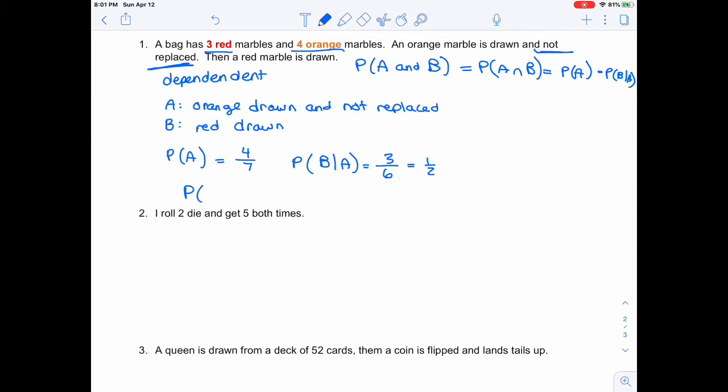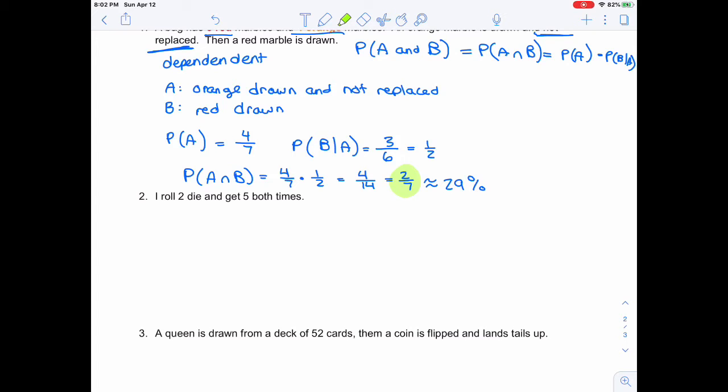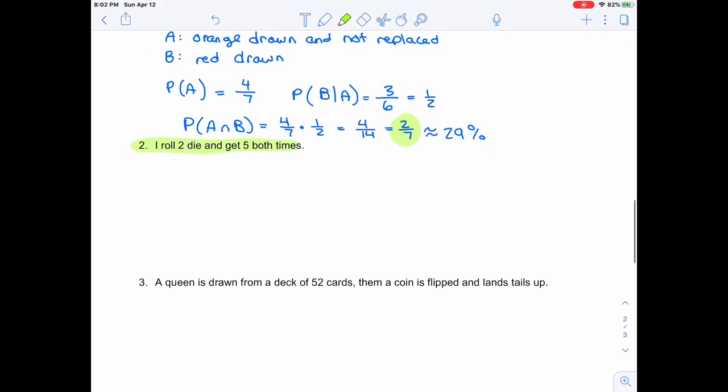So our final answer of probability of A and B is going to be 4/7 times that 1/2, and we get 4/14, which is 2/7. And again, we can go ahead and put it in a percent. That's roughly 29%, but I'm more than fine if you just have the simplest version of your fraction here. Okay. All right, I'm going to actually say you guys do number 2 on your own. I want to do number 3 with you.